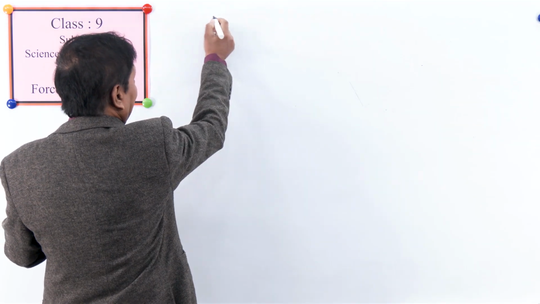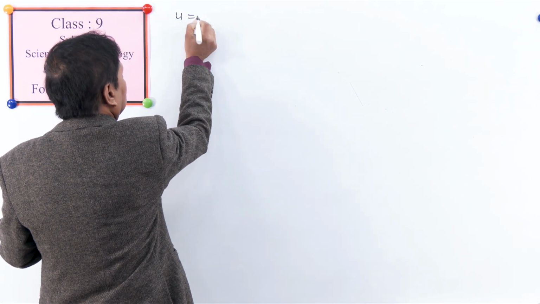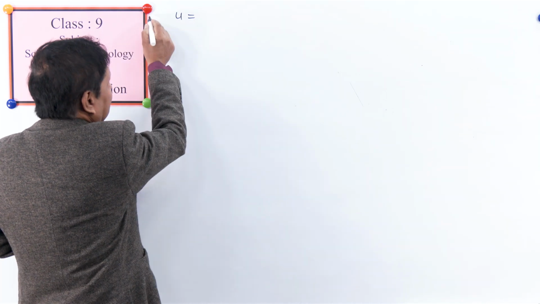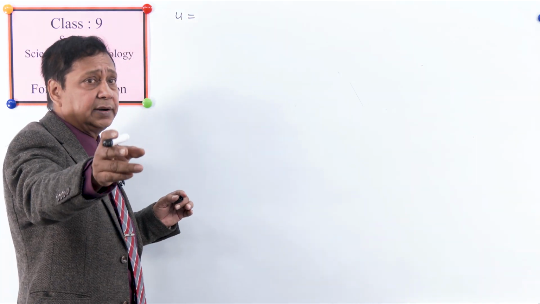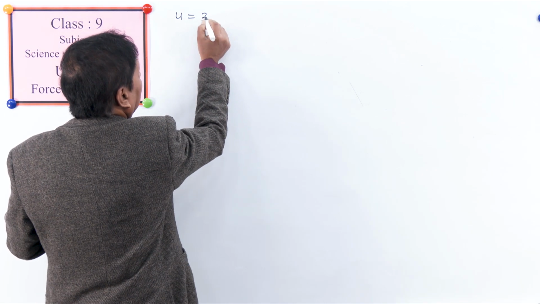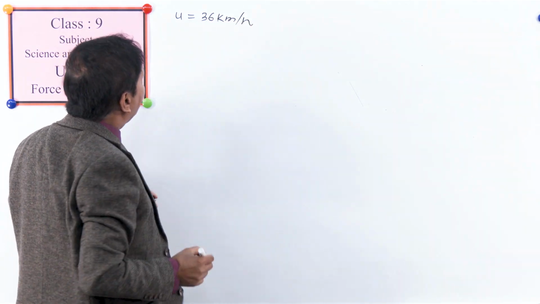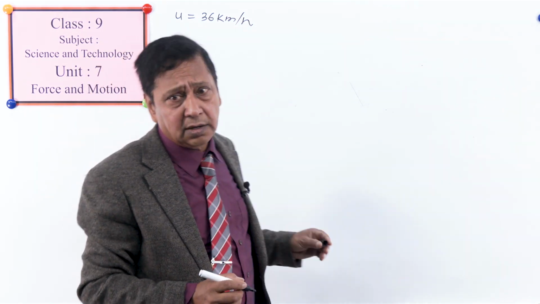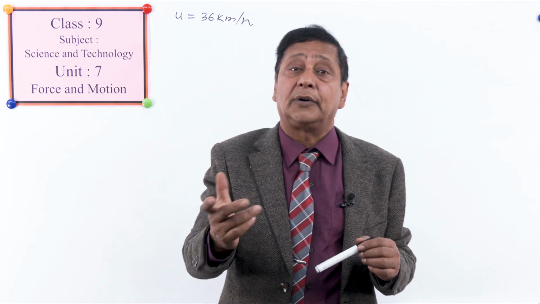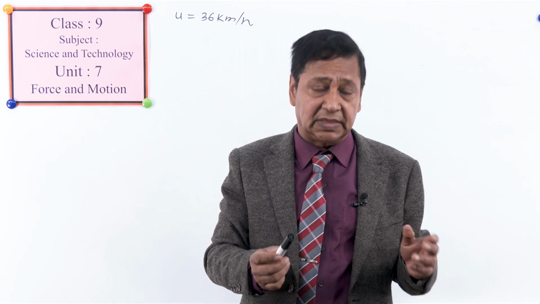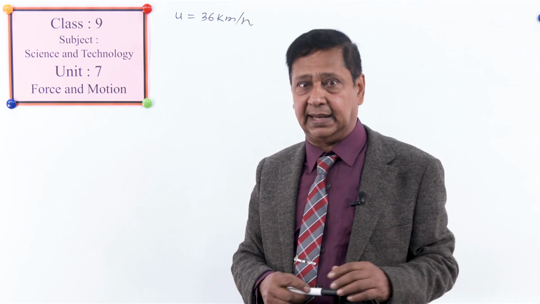Okay, initial velocity U equal to, I am writing just U only to save time. You can write initial velocity in bracket U equal to how much? It is 36 km per hour. Now this value is not useful to us. Why not useful? Because we are following SI system. That's why we are not using kilometer per hour, we are using meter per second.